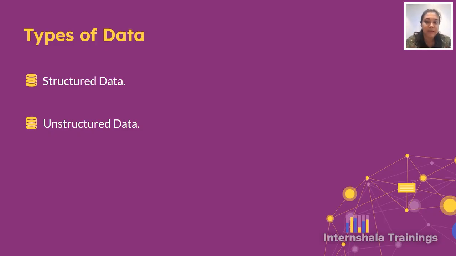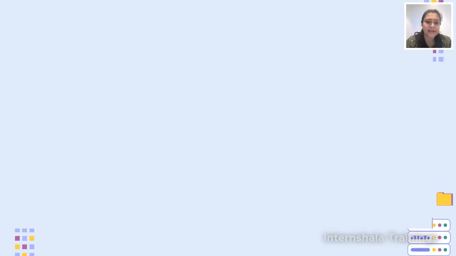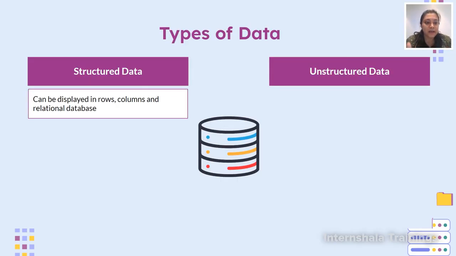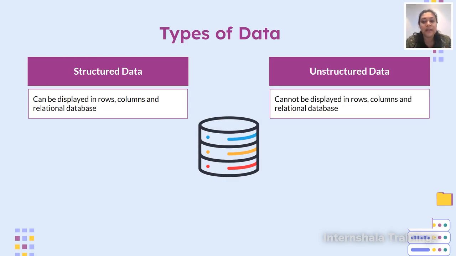So let's see what the differences between the two are. Firstly, structured data can be displayed in rows, columns, and relational database. So relational database we will come across in SQL, but let's keep it this way. Relational database is nothing but where the data is stored in the form of rows and columns, like in the form of a table-like structure. Yes? But unstructured data cannot be displayed in rows, columns, and relational database. So here the data is completely unstructured. It is not confined in a systematic way.